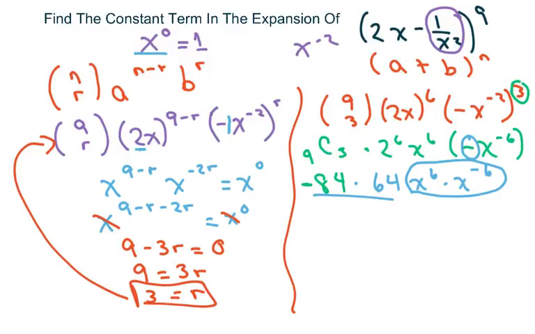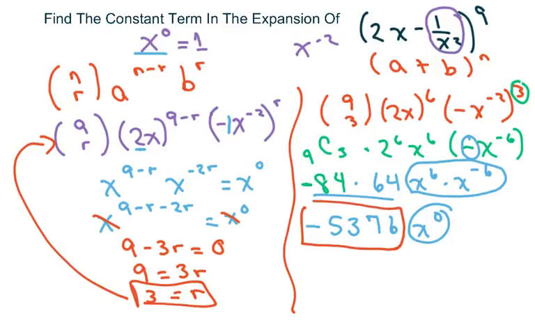And these two multiplied give you negative 5,376 times x to the 0. X to the 0 is just 1. So our answer is negative 5,376. And that's all. Thank you.